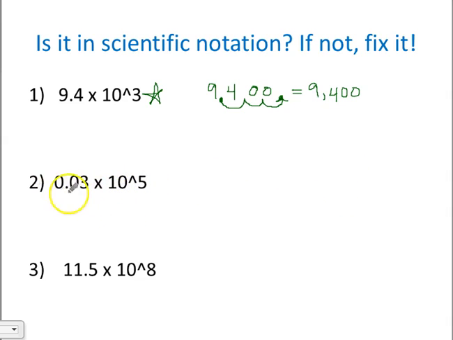Number 2, we've got 0.03 times 10 to the 5th power. Is that written in correct scientific notation? So look at that coefficient. Is it between 1 and 10? It is not. It is less than 1. So we need to adjust this. Let's fix it. So where should the decimal place go?